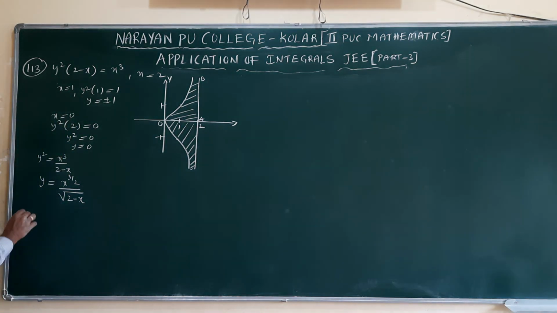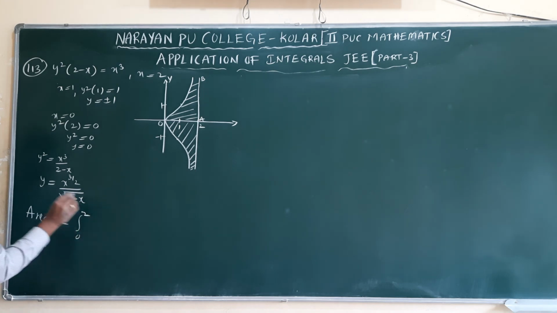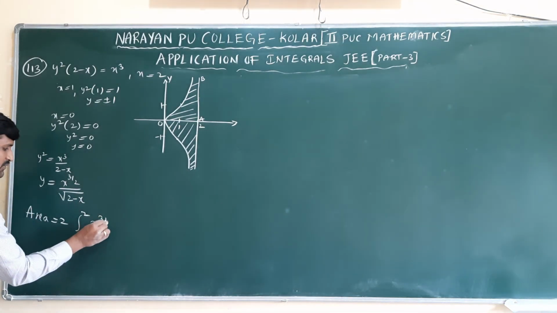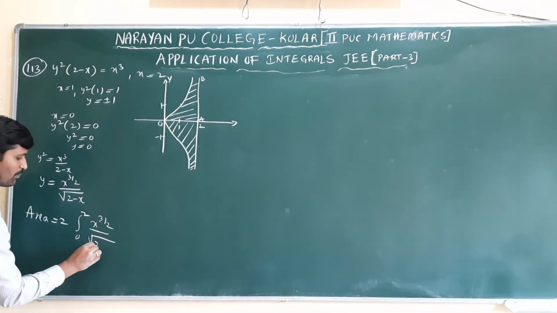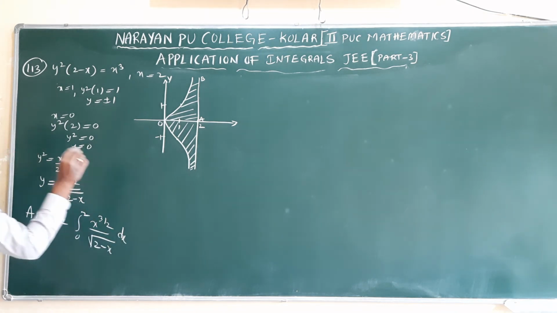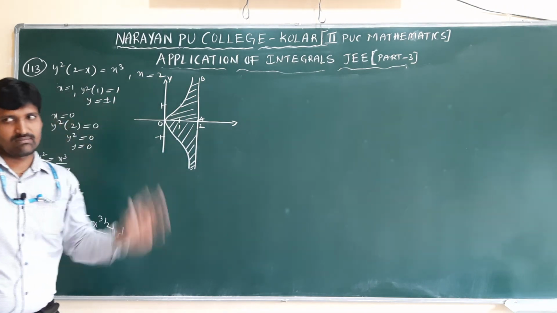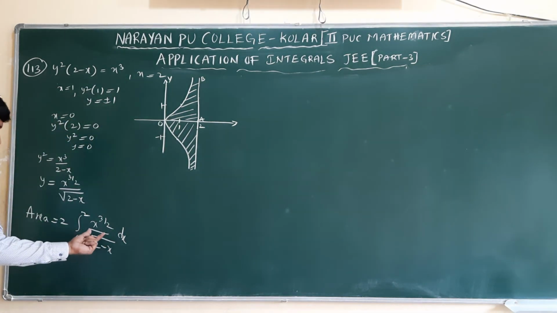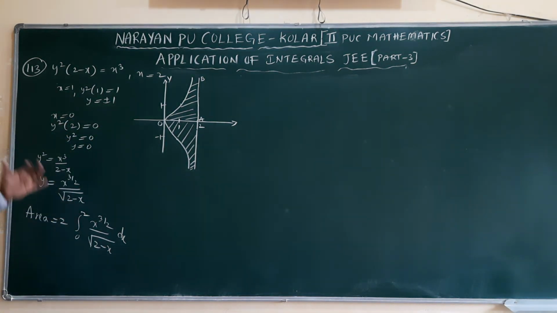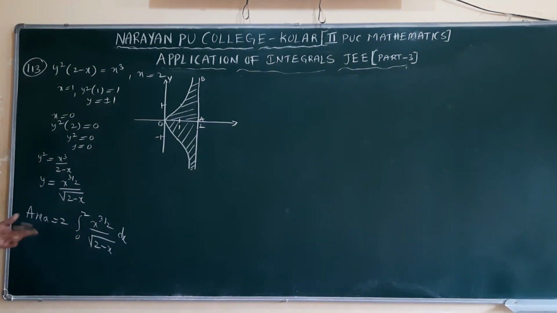So the required area is 2 times the integral 0 to 2 of x power 3 by 2 by root of 2 minus x dx. We are taking from 0 to 2, curve dx. The curve in terms of x we are taking, but we are not able to integrate this directly. We can't integrate by any concept or symbol. This integration is very, very difficult.